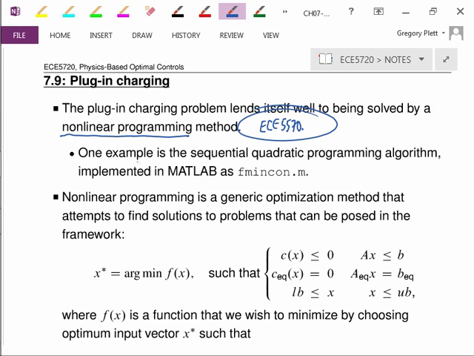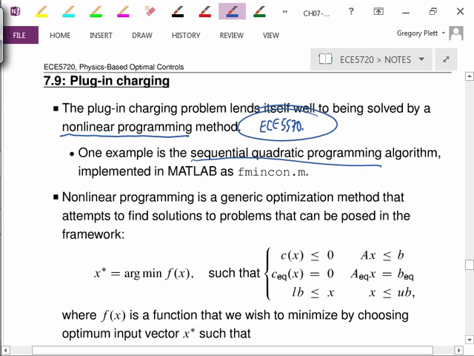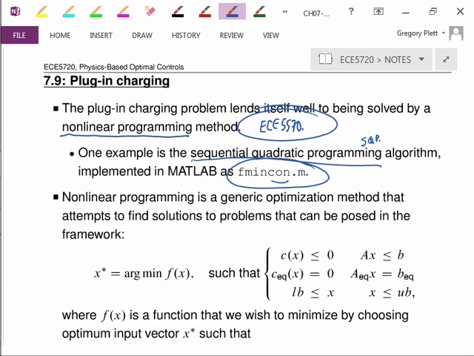The nonlinear programming has different methods. One method is sequential quadratic programming, SQP, sometimes you see in the literature. And MATLAB in the optimization toolbox has the function fmincon to minimize some objective or cost function with constraints. That's what the con is for. And we'll see how we can map our fast charge problem into the framework required by fmincon.